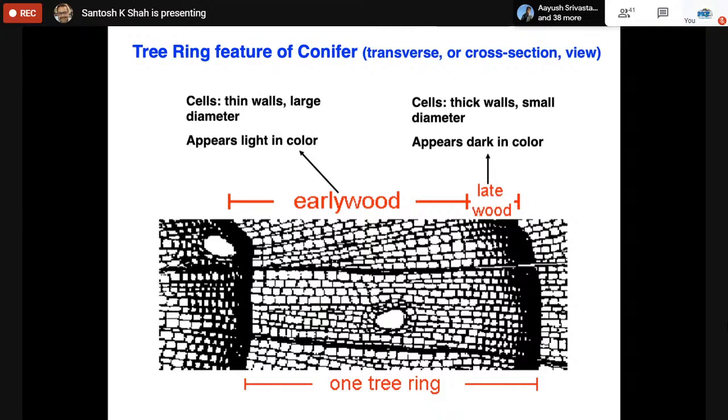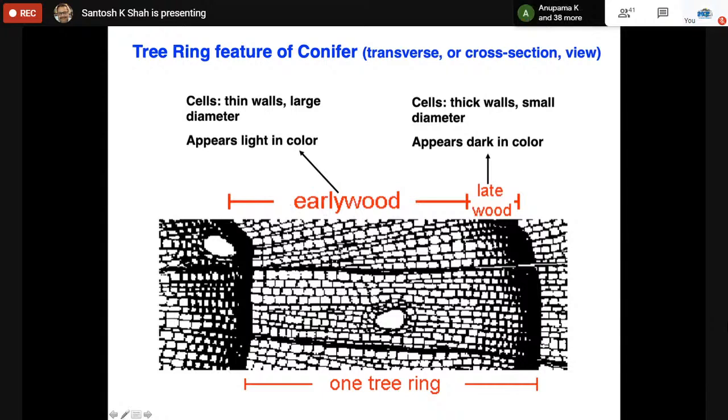If you closely look at the anatomical structure of one particular ring, it has a white portion and a dark portion. This white band, or lighter colored part of the ring, is called earlywood.